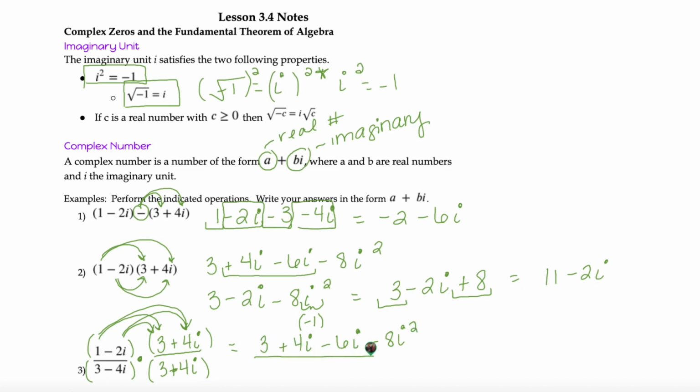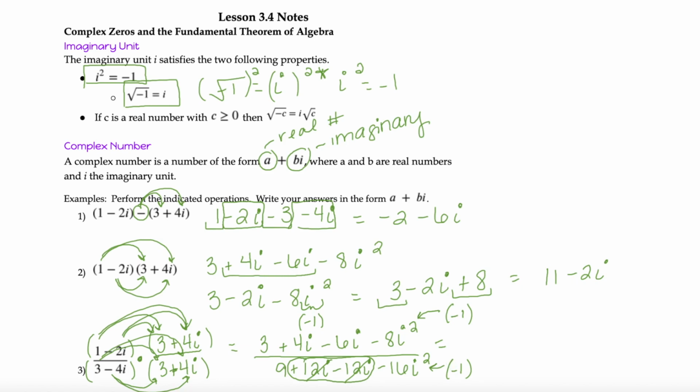In the denominator, 3 times 3 is 9. 3 times 4i is positive 12i. Negative 4i times 3 is negative 12i. Negative 4i times positive 4i, negative 16i squared. A few things to simplify. I notice in my denominator that I have a zero pair, 12i minus 12i. I also know that I have two i squareds, which I replace i squared with negative 1.